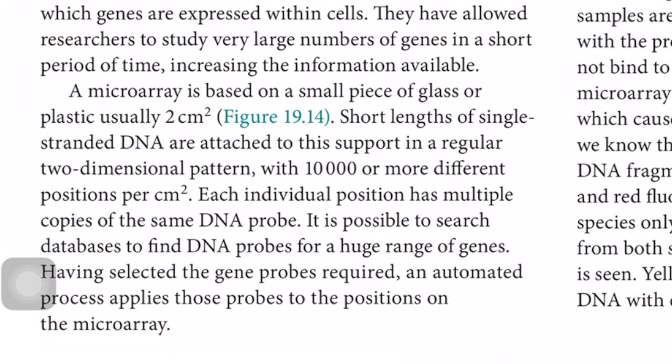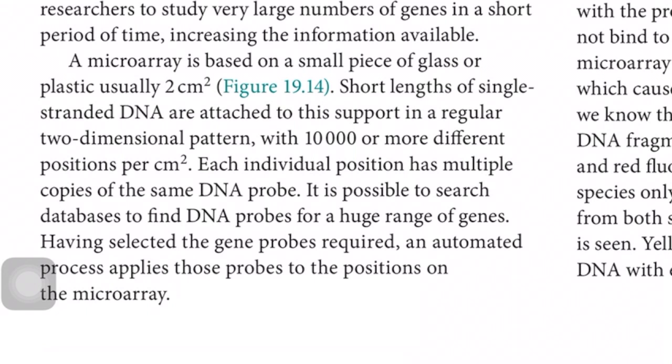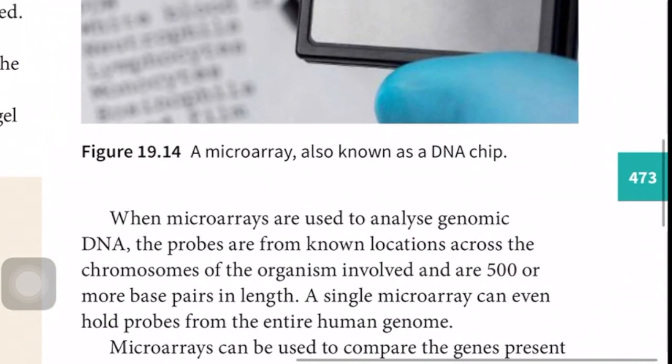Short lengths of single-stranded DNA are attached to this support in a regular 2D pattern, at 10,000 or more different positions per centimeter square. Each individual position has multiple copies of the same DNA probe. It is possible to search a database to find DNA probes for a huge range of genes. Having selected the gene probes required, an automated process applies those probes to the positions on the microarray.